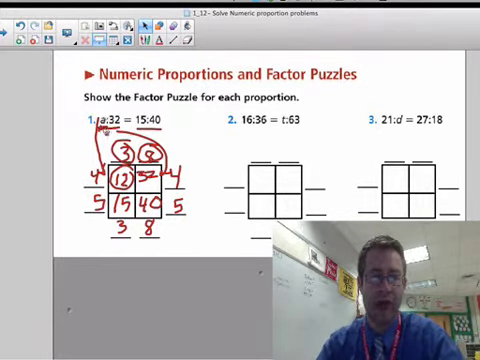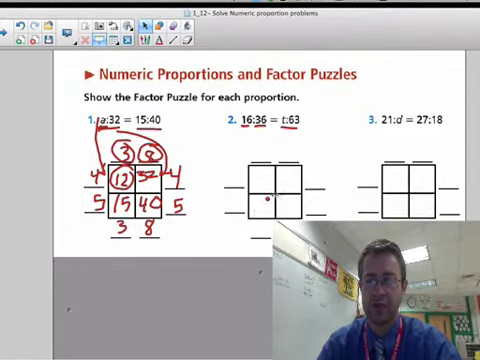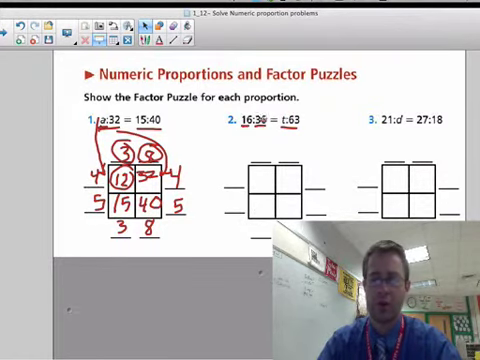If it's second in the ratio, it goes on the right. Order doesn't necessarily matter, but when we're using a factor puzzle like this, we don't want to mix up the ratio to be 36 here and 16 here, because then we also have to do it on this side. This would become 63 to T. So in your workbooks, I want you to work on problems 2 through 6.